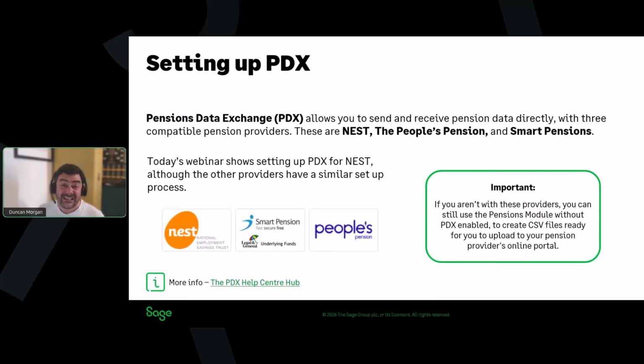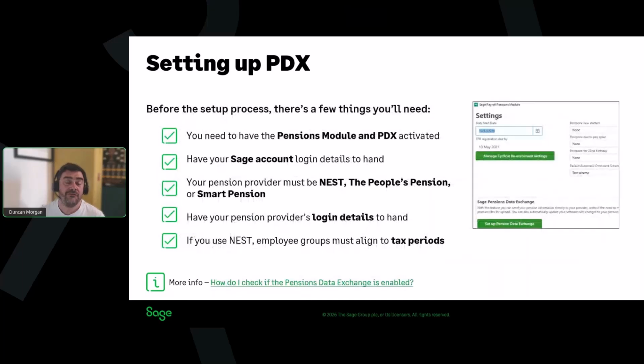Now, before you're able to set up Pensions Data Exchange, there are a few things that you will need. So here's a quick checklist for you. You will need to have the pensions module with PDX activated. And we've got a link to an article that will help you work out whether or not you have Pensions Data Exchange already included. You'll need Sage account login details. So this is an email address and a password, and a way of authenticating your login, as it does now use two-factor authentication. You'll need to be with one of the supported providers and have your pension provider login details to hand.